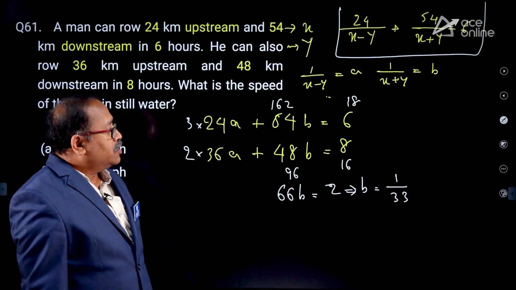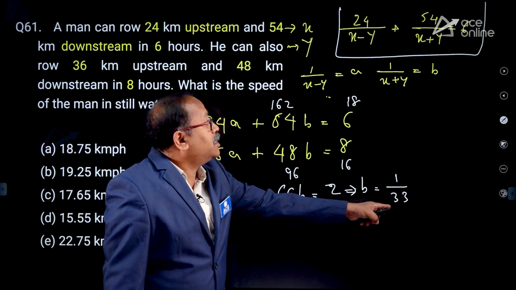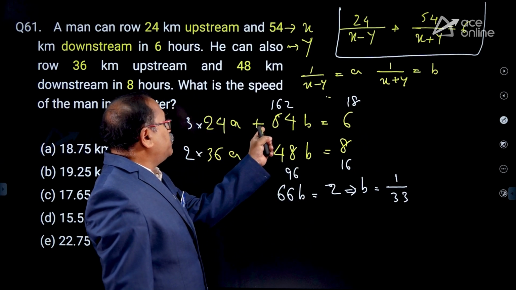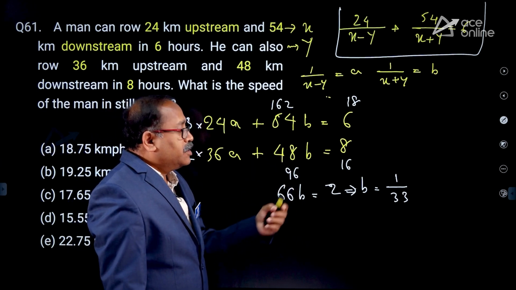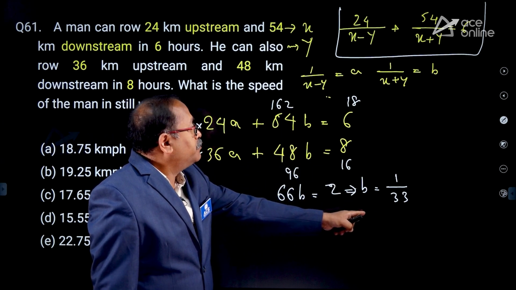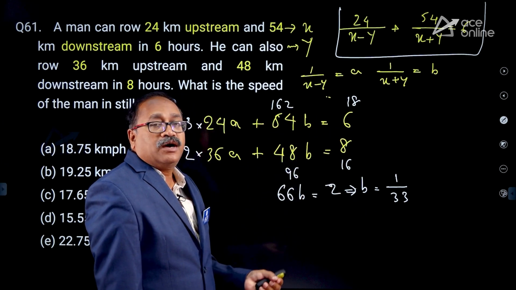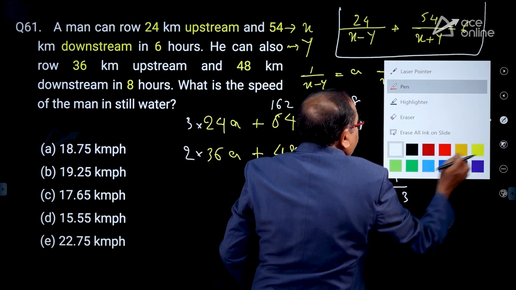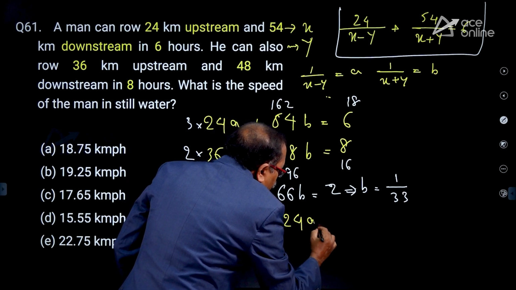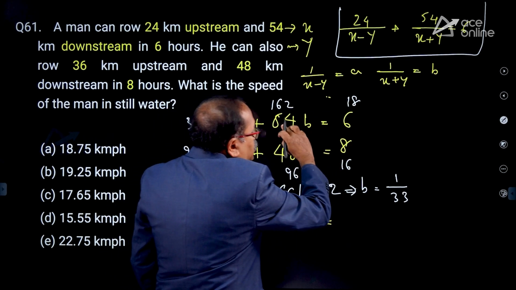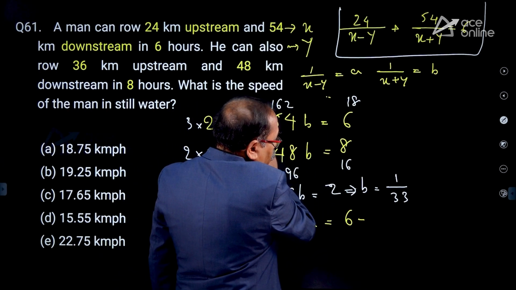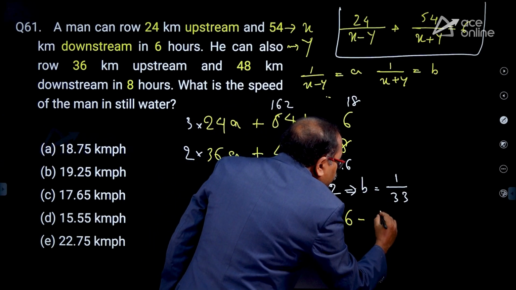Done. So replacing the B value here, we know that B is nothing but x minus y, 33. Okay, replacing the B value in any one of the equations, we will get the A value. Now I will replace the B over here. 54 by 33. Now 54 by 33 will go the other side. Then what happens here? You will find that 24A is equal to 6 minus 54 by 33.